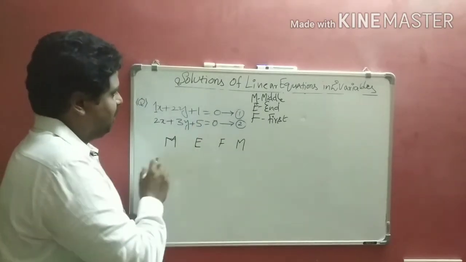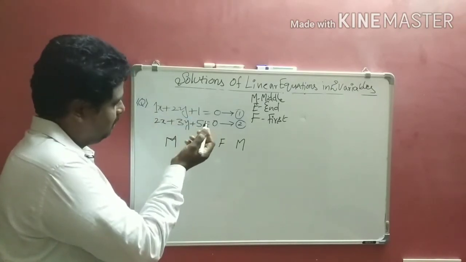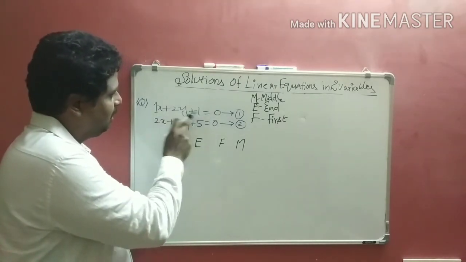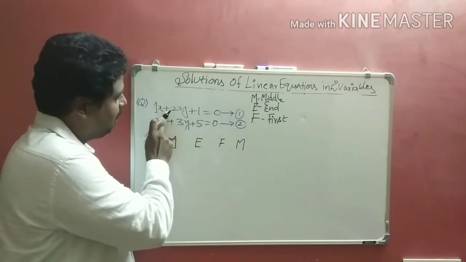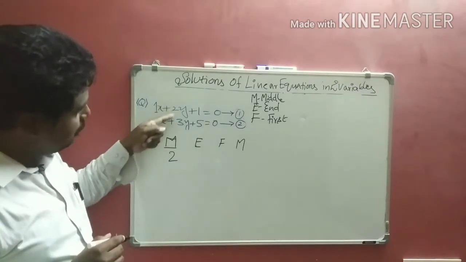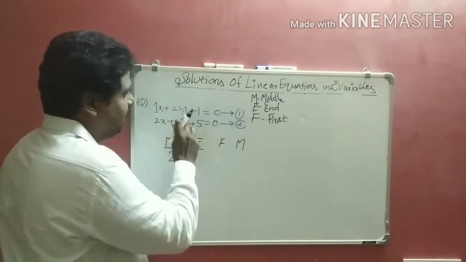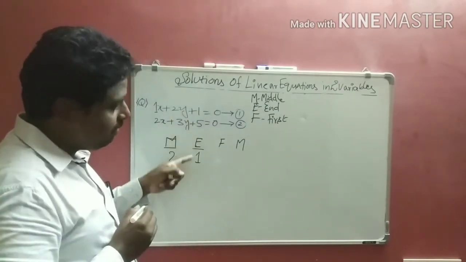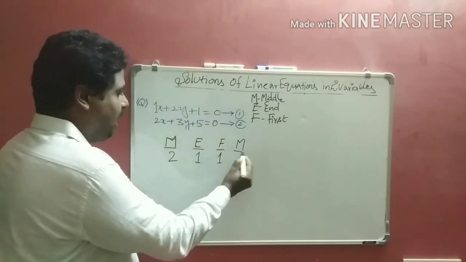Let us take the first equation. The coefficient of the first is called first, the middle is called middle, the end is called end. From the first, what is the middle? This is first, this is end, so the middle is 2. Plus 2 or minus 2? Here which symbol do we have? Plus, so we write plus 2. If here it were x minus 2y, you should write minus 2. Next, end. End means plus 1 or minus 1? Plus 1, so write plus 1. If here you had minus 1, you would write minus 1. Next, first. What is first here? Plus 1.